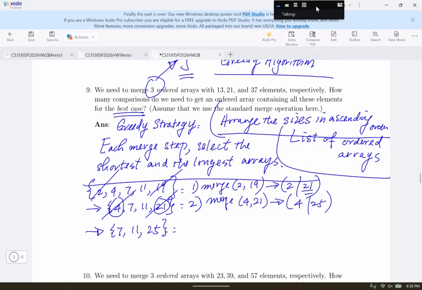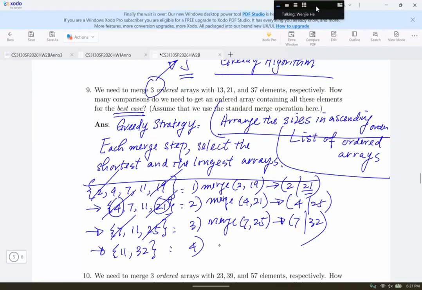Okay? All right. Step 3, you merge array 7 and 25. So 7 is the minimum and the size is 32. All right, 32. So you need to cross out. So the last step, you only have 2 ordered arrays left, 11 and 32.